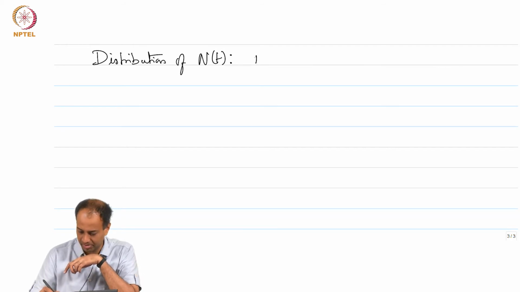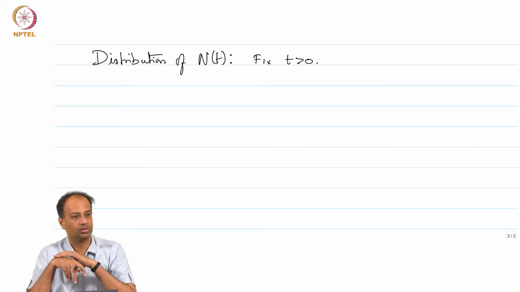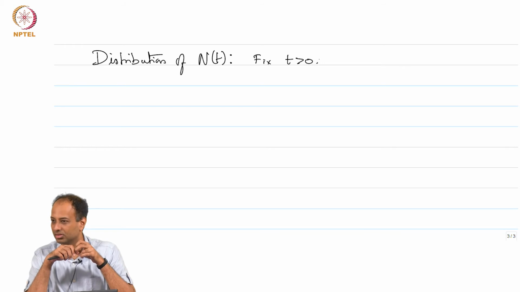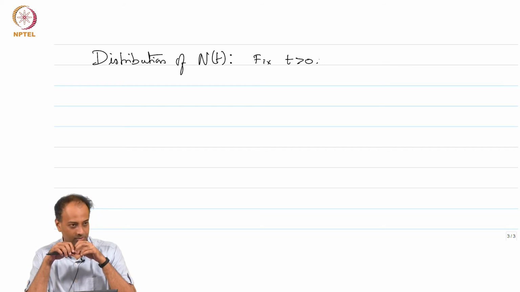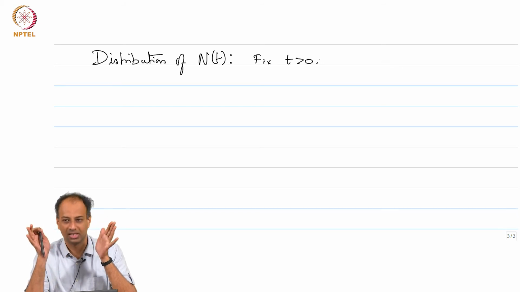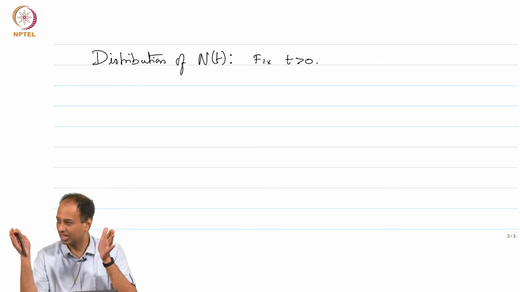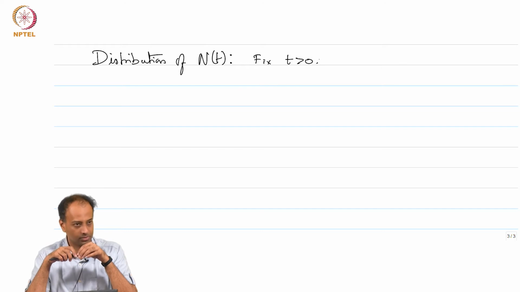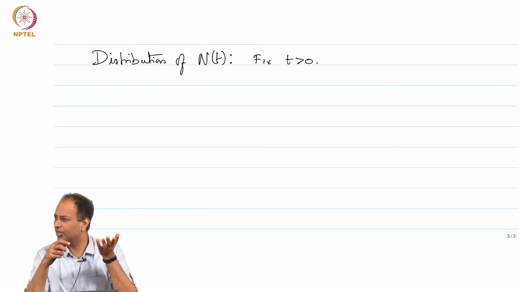So, we are fixing some t. N of t of course is a random variable. You fix t equal to 10, t equal to 100, whatever you want, and you are looking at the total number of arrivals until the time t, which is of course a random variable, and you are looking at its distribution. It is a non-negative integer valued random variable.